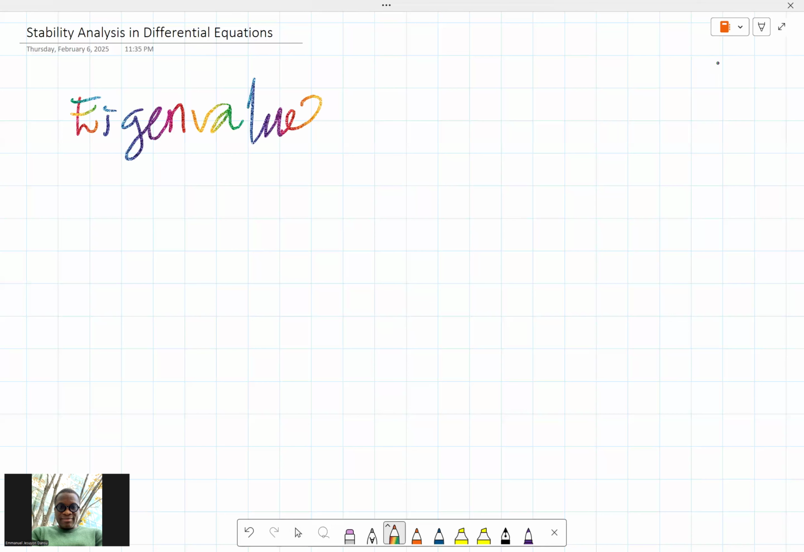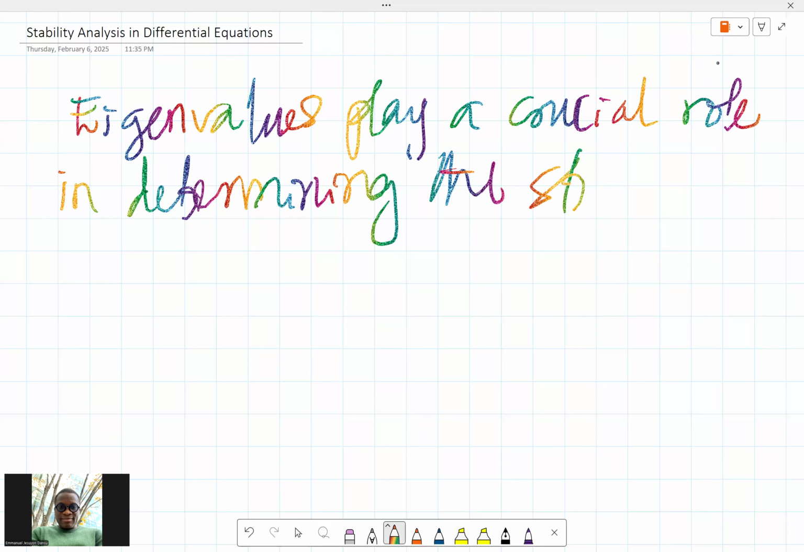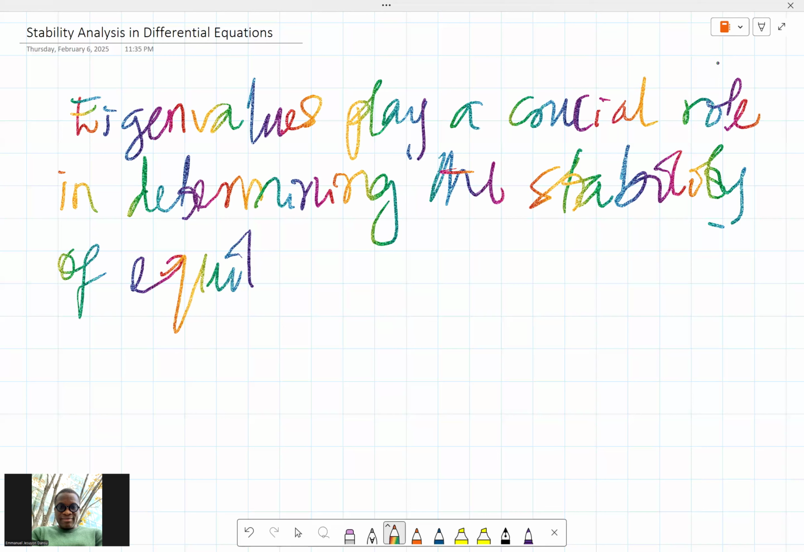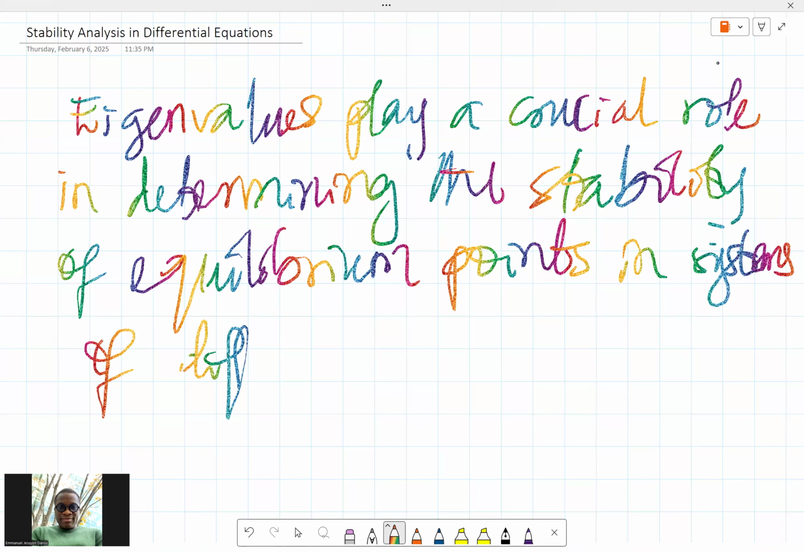So let's know that eigenvalues play a crucial role in determining the stability of equilibrium points in systems of differential equations.